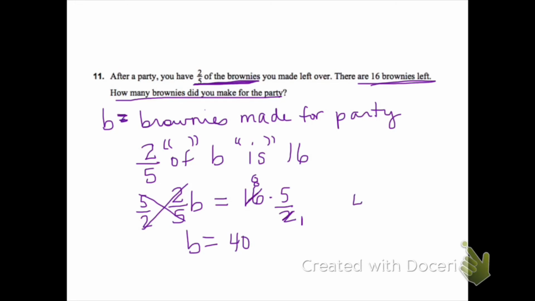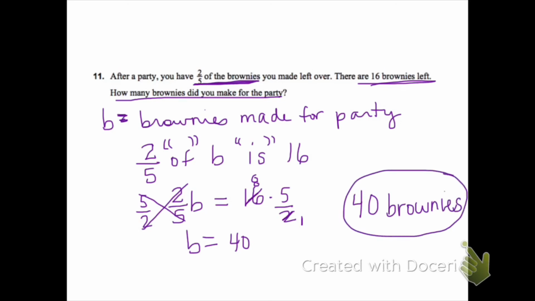So how many brownies did we make? 40 brownies. And so you definitely want to put the label with that. Does that make sense? If you take 40 times 2/5, it's like taking 40 times 2, which is 80, and dividing by 5, which equals 16. So you know that works. So always at the last step, ask, does this make sense?